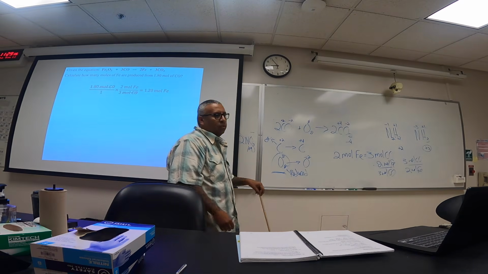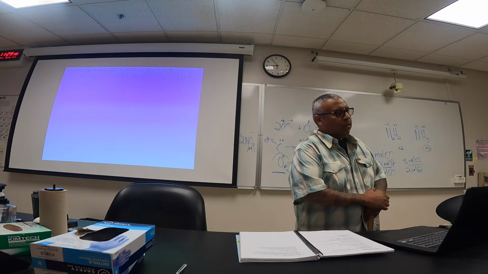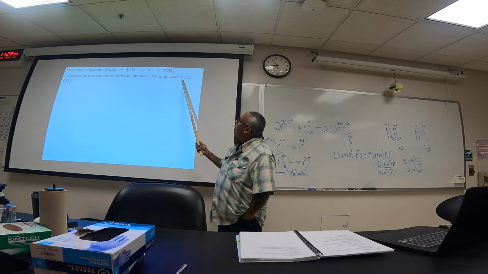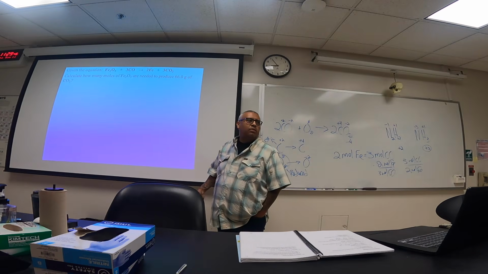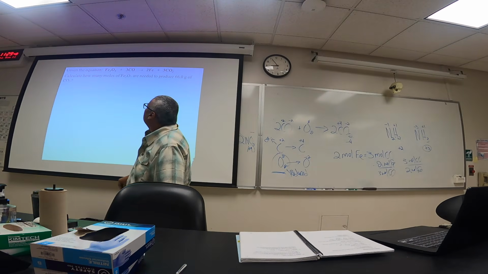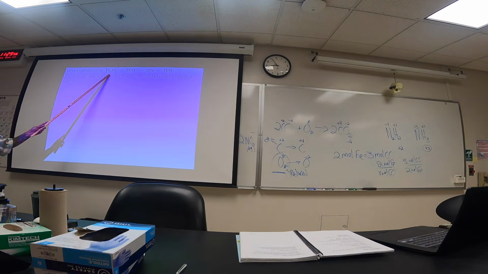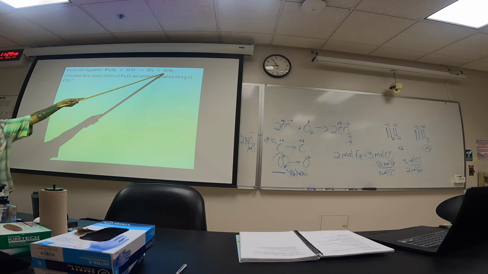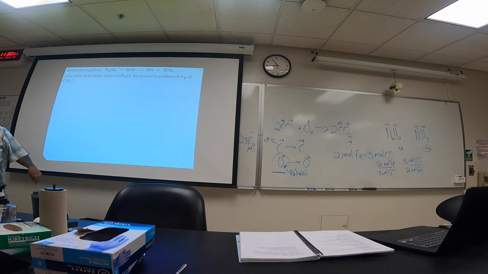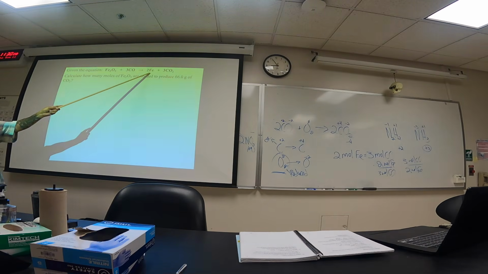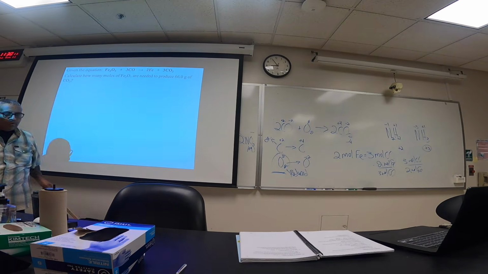But we got to increase the difficulty. This one's not asking us moles anymore. It's asking us grams. So here, calculate how many moles of iron 3 oxide are needed. How much of this do we need in order to make 66 grams of carbon dioxide? How much iron 3 oxide are we going to need in order to make 66 grams of carbon dioxide?